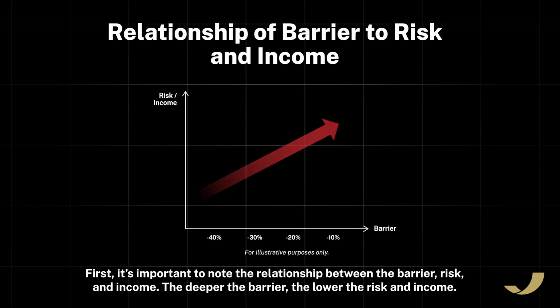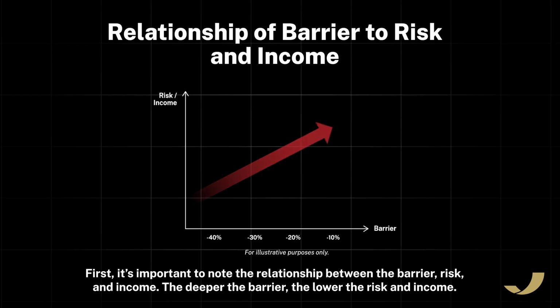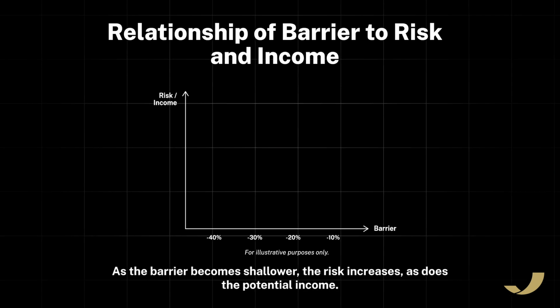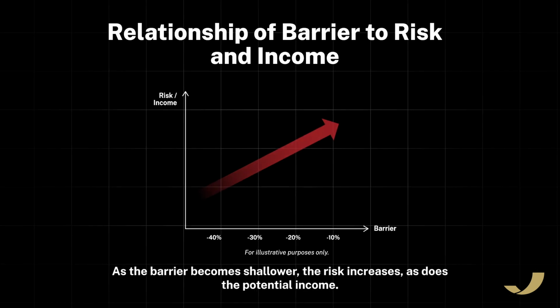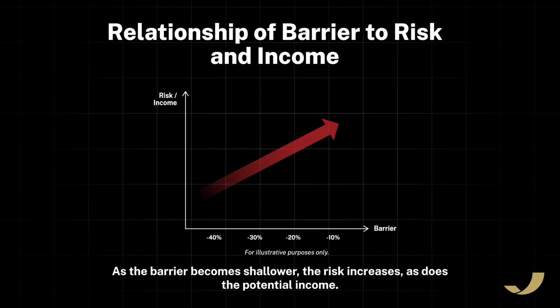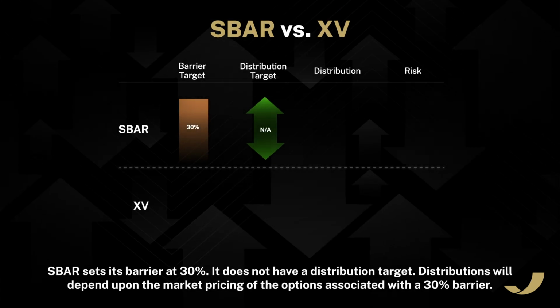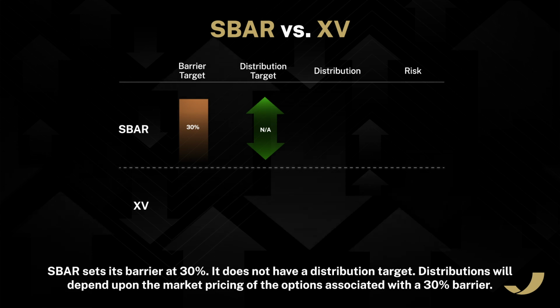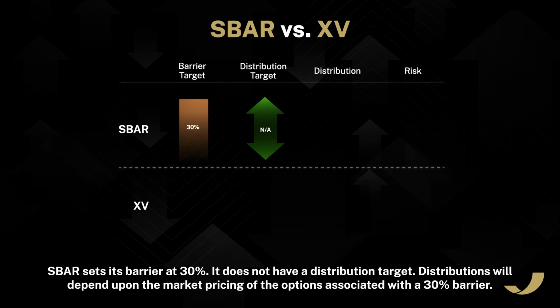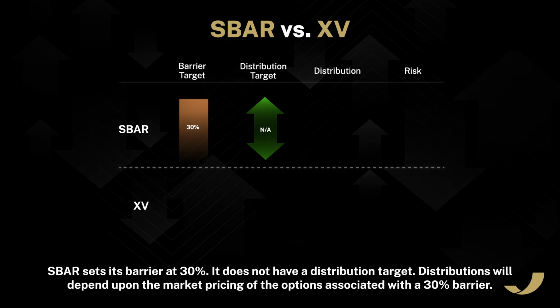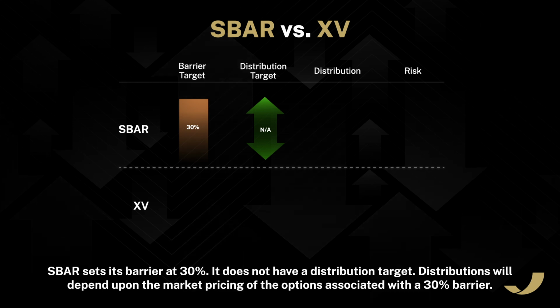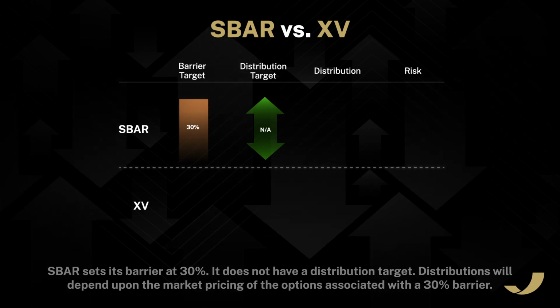The deeper the barrier, the lower the risk and income. As the barrier becomes shallower, the risk increases, as does the potential income. SBAR sets its barrier at 30%. It does not have a distribution target. Distributions will depend upon the market pricing of the options associated with the 30% barrier.